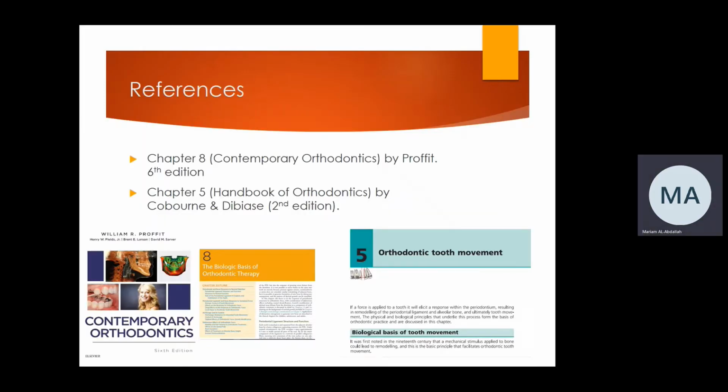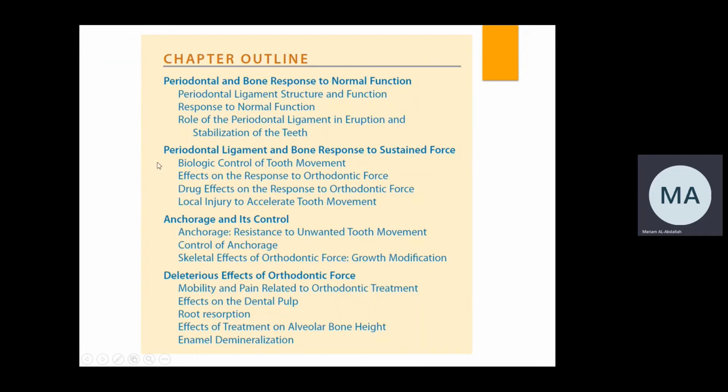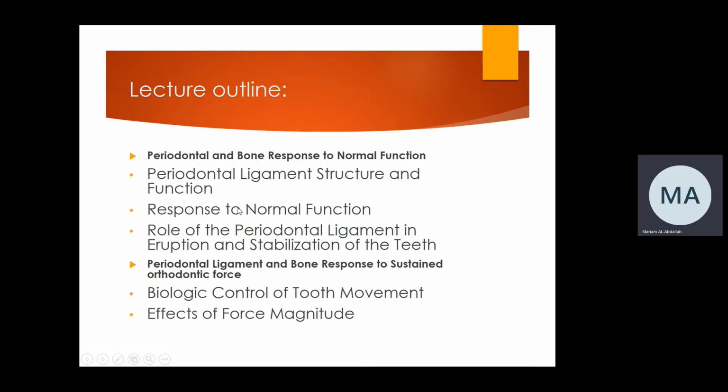Our talk today is going to be about orthodontic tooth movement. We have two references: Chapter 8 from Contemporary Orthodontics, 6th edition, by Proffit, and Chapter 5 from Handbook of Orthodontics by Cobourne and DiBiase, 2nd edition. As you can see, this is the one from Proffit, and these are the outlines. This lecture is going to cover the first two parts of these outlines: periodontal and bone response to normal function, and periodontal ligament and bone response to sustained orthodontic force.